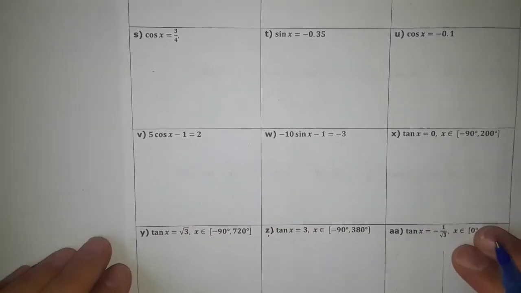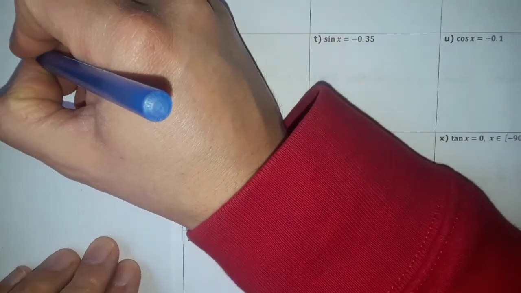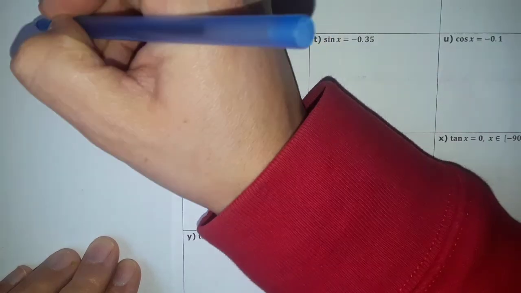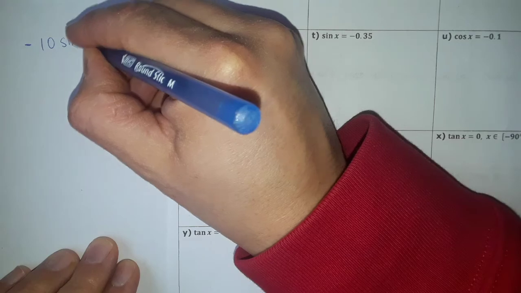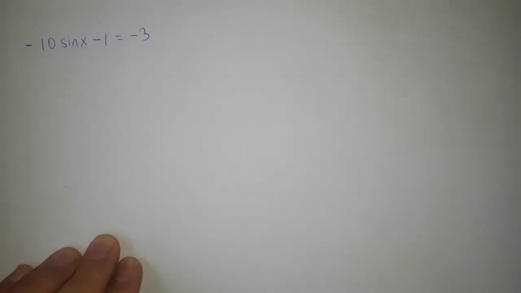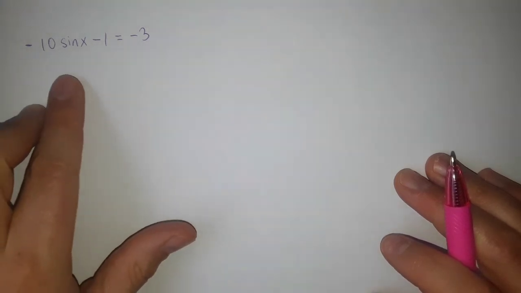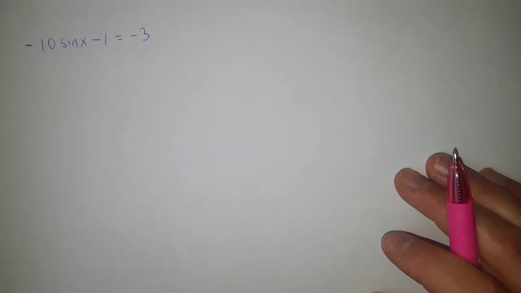So it's negative 10 sine of x minus 1 equals negative 3. Okay? Just like before, we want to solve first for sine of x, and then when we have sine of x by itself, we can take the arc sine of x. Okay? So step by step.